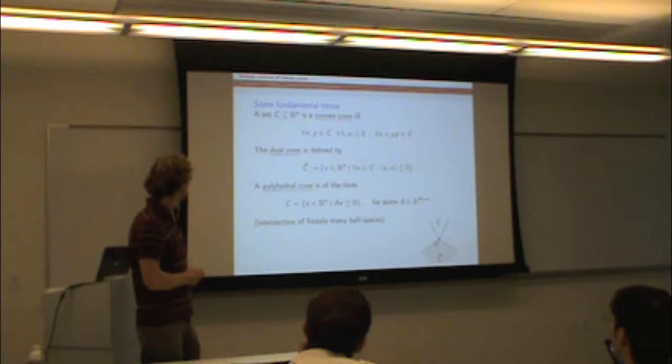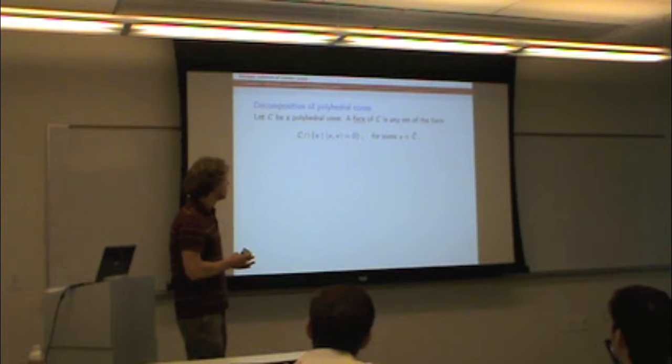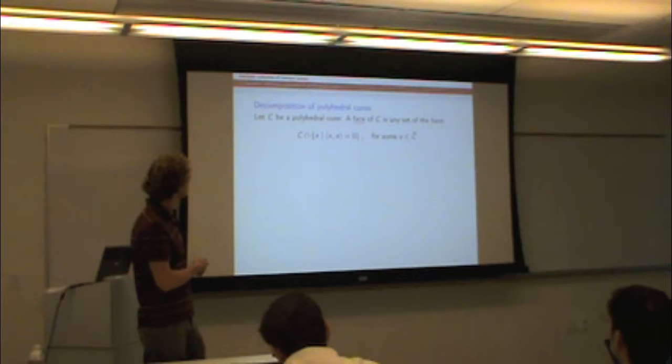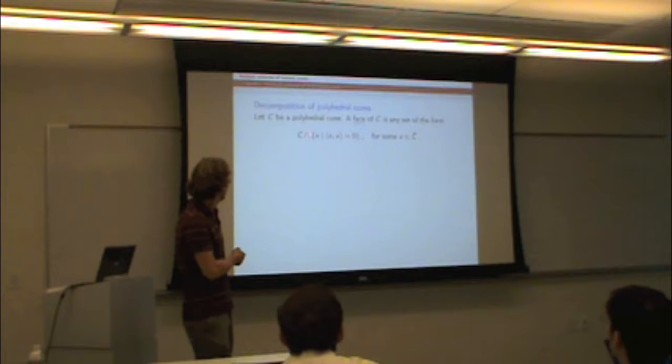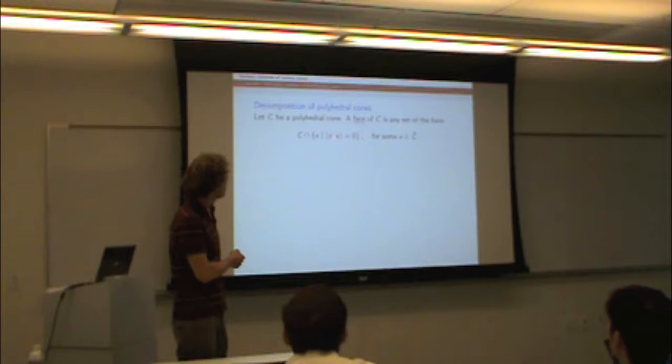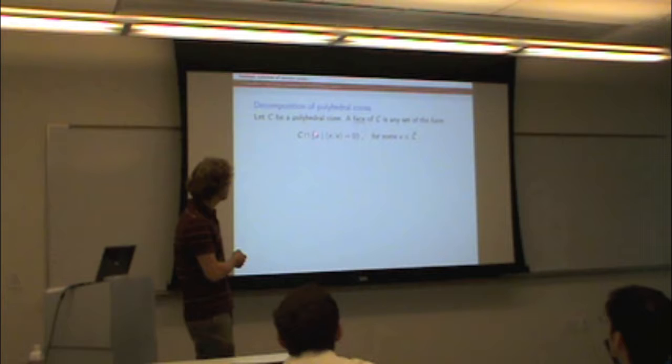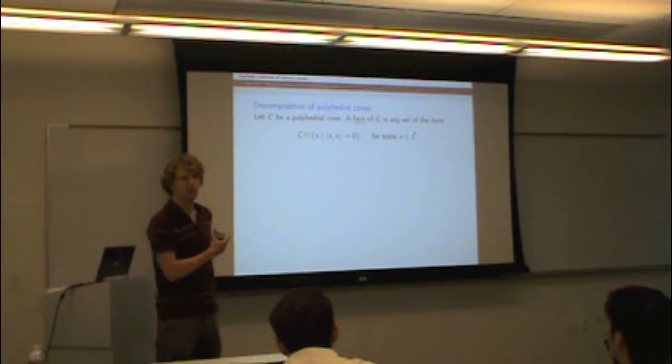Okay. So now, any polyhedral convex set, or in particular any polyhedral convex cone, can be decomposed in terms of its faces. So what's a face of a cone? A face is just the intersection of the cone C with a linear hyperplane defined by some vector from the dual cone. By the way, the zero vector is always part of the dual cone. So in particular, the cone C itself is also considered as a face.